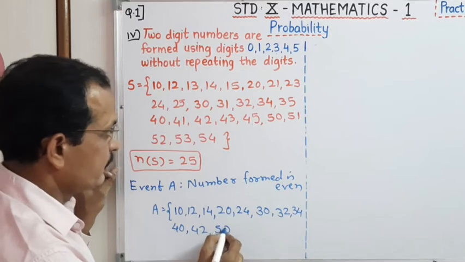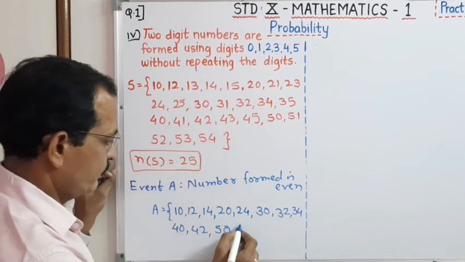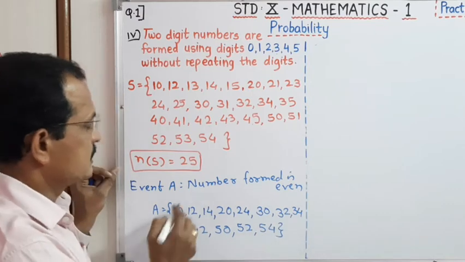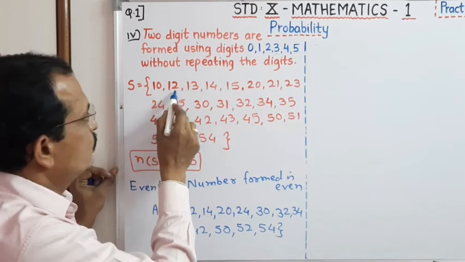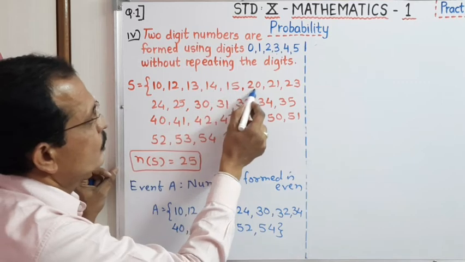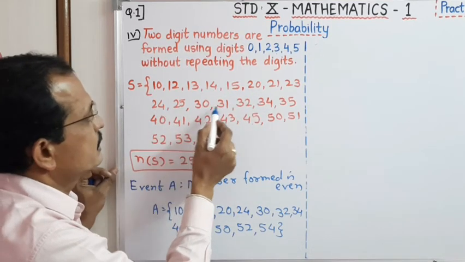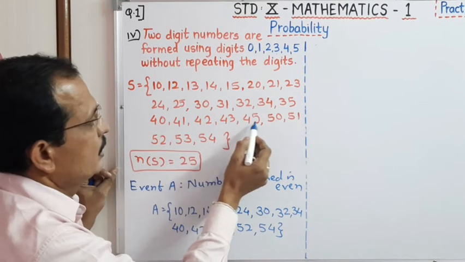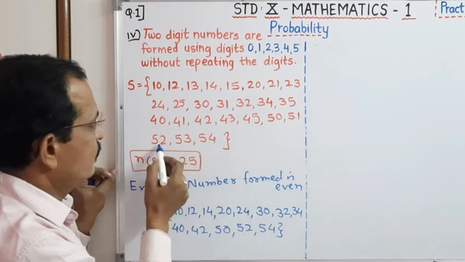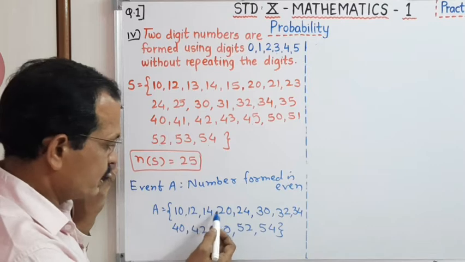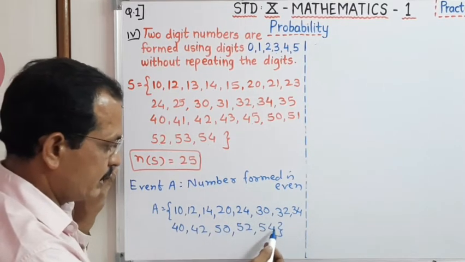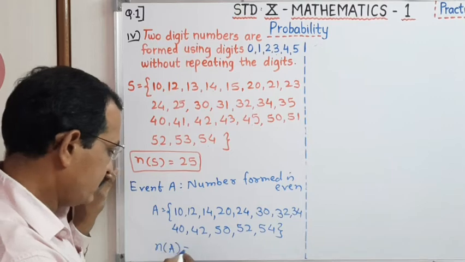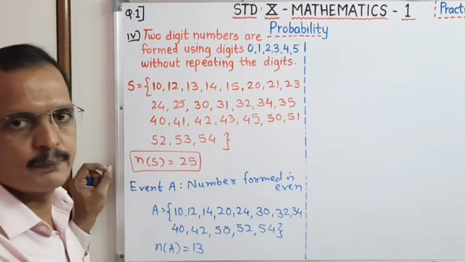50, then 52 and 54. See, 1, 2, 3, 4, 5, 6, 7, 8, 9, 10, 11, 12, 13. Number of A is equal to 13.